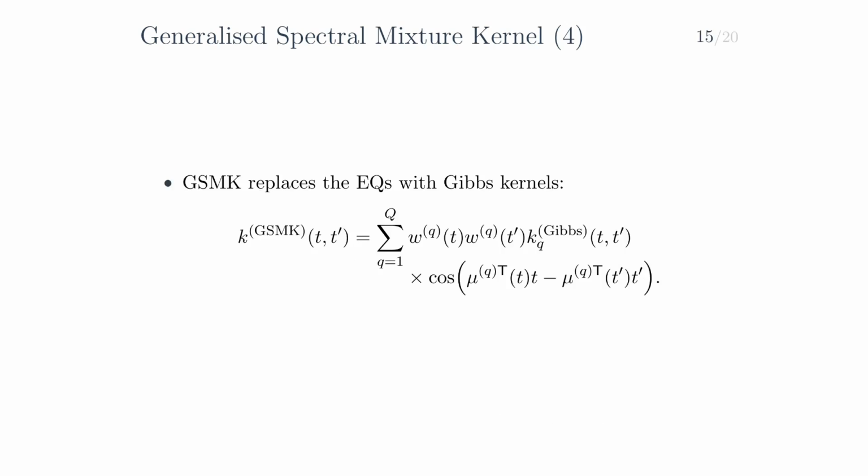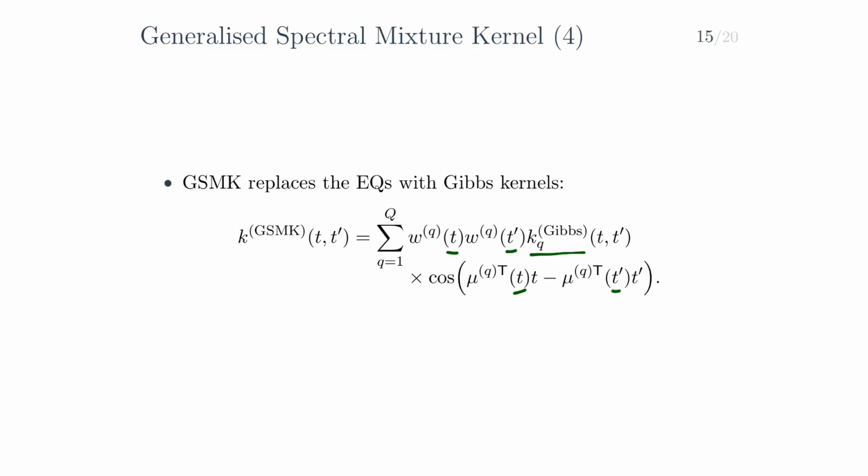The construction of the generalized spectral mixture kernel, the GSMK, is now relatively straightforward. The authors take the original spectral mixture kernel, and in there they replace the EQ kernel with its non-stationary generalization, the Gibbs kernel, this one here. They make the weights in an appropriate way dependent on time, and they make the frequencies, again in an appropriate way, dependent on time as well. The resulting kernel, it's not very difficult to verify, is indeed a positive definite function, hence a valid kernel.